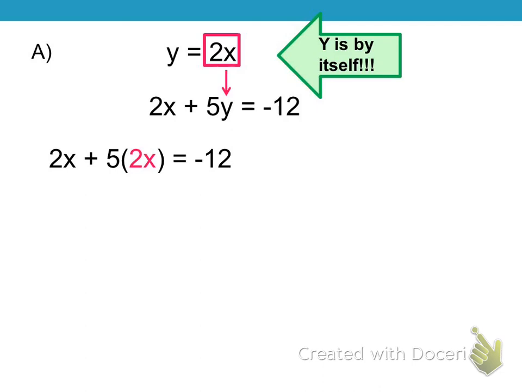So I'm going to rewrite that second equation, no more y, put the 2x in instead. Once you've substituted that value in, you should either have all x's or all y's. Once you get down to just one variable, you can solve that equation. So I do 5 times 2x, that gives me the 10x. Combine like terms. That's 12x equals negative 12.